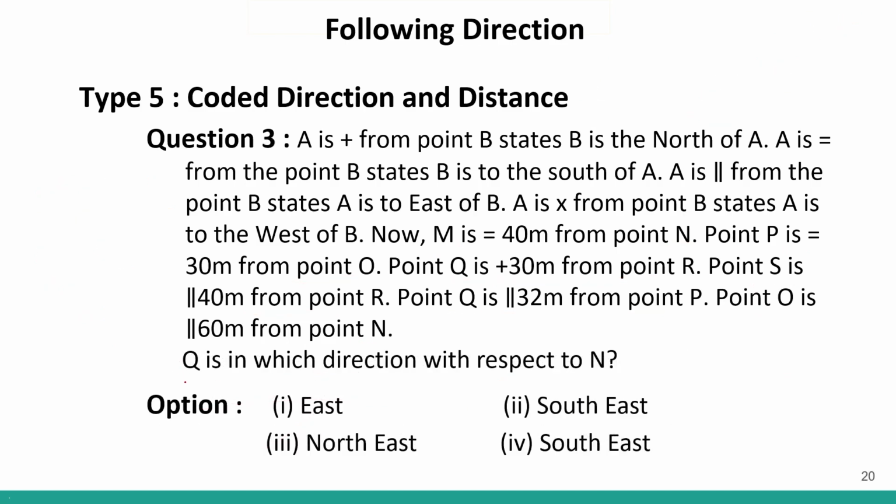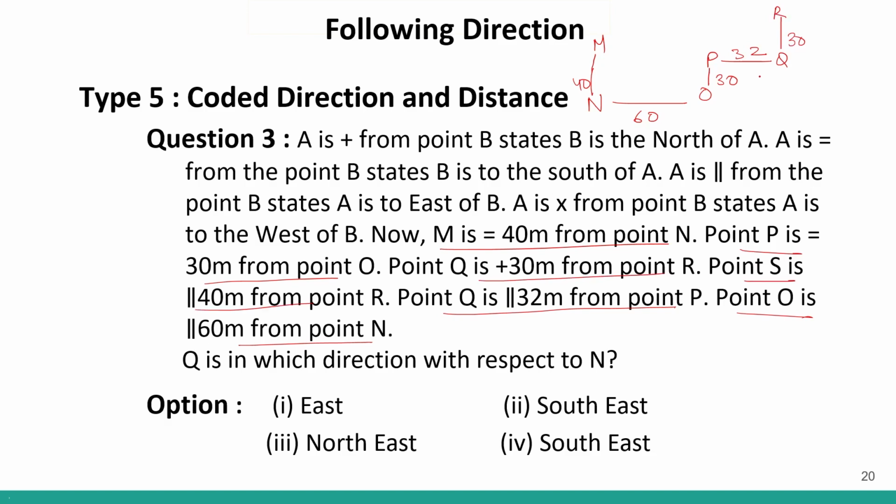Again, same information, different question. So let us draw the diagram. M, from here we go to N. From N we go 60 meter to O. From O we go 30 meter to P. M has to be a little above. Then P. From P we go 32 meter to which point? Q. From Q we go 30 meter to R. And from R we go 40 meter to S.